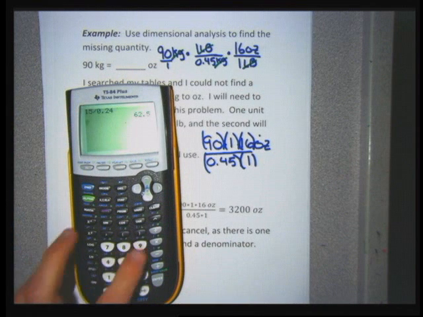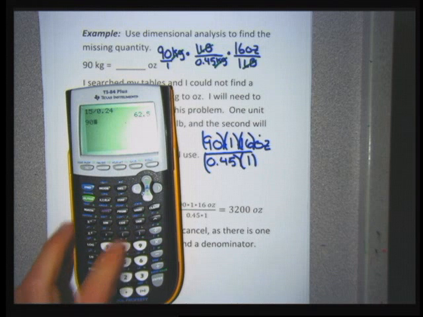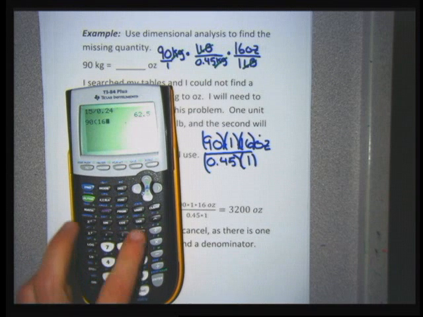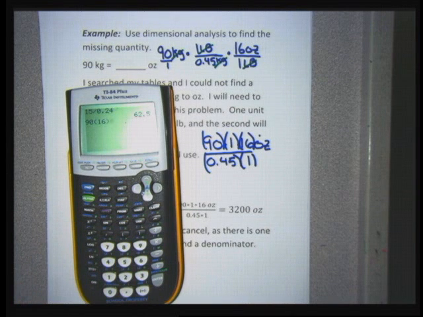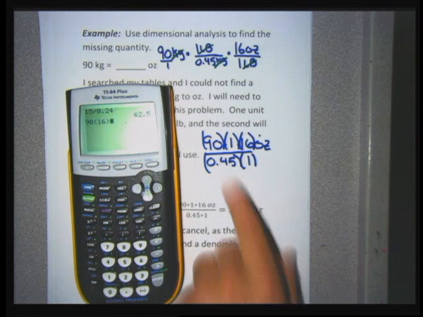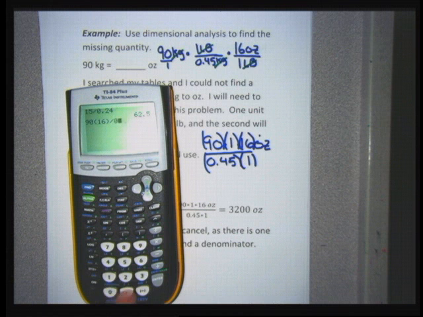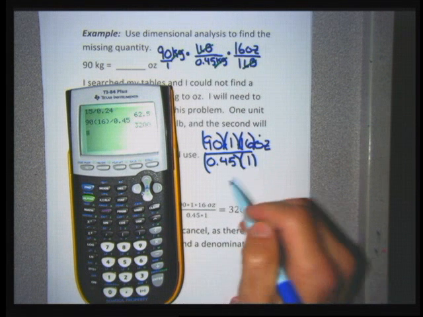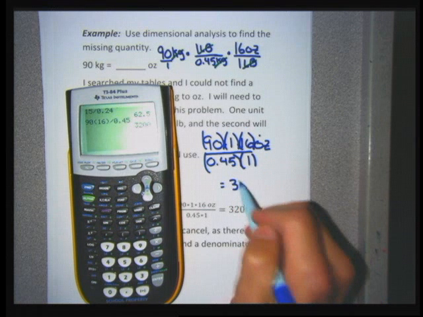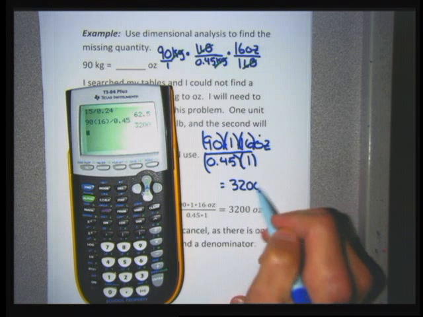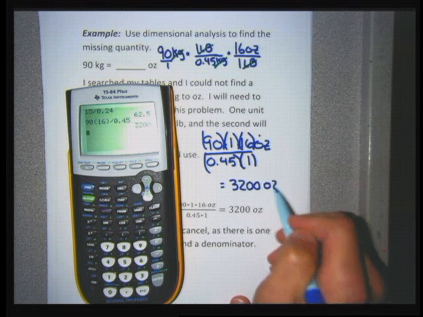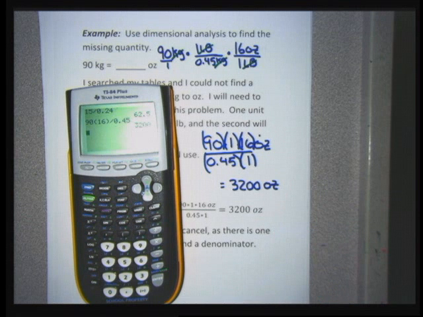So I'll start off, I'll go 90 and then parentheses 16 if I want. I could do a times 16 if I wanted. The 90 could be in a parentheses, but it doesn't have to. And then divided by 0.45, and that gives me 3,200. So the bulk of the mathematics I'm going to rely on my calculator to do. So the answer, 90 kilograms, is 3,200 ounces.